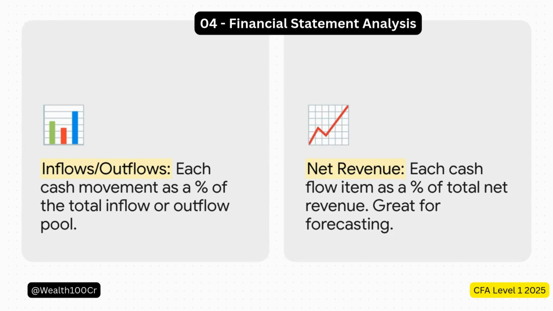First, we can look at each cash item as a percentage of total inflows or outflows. This is great for seeing what slice of the pie each activity represents. But the second method is often where the real magic happens, expressing everything as a percentage of net revenue. This directly links how well the company is selling its products to how much cash it's actually generating. It's an incredible tool for forecasting.